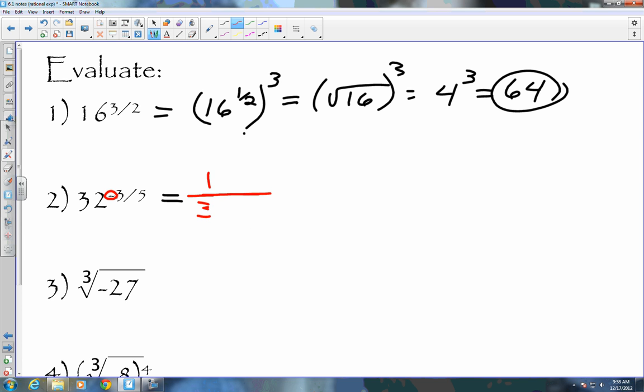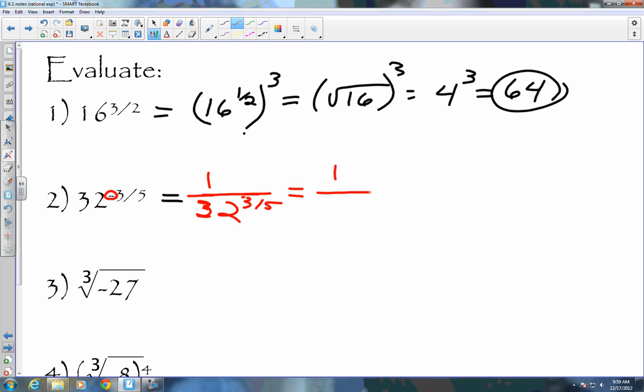Say it, you gotta write it. To the 3/5 power. Okay, so everybody see what I did there? So that's the first thing I would do, get rid of any negatives.